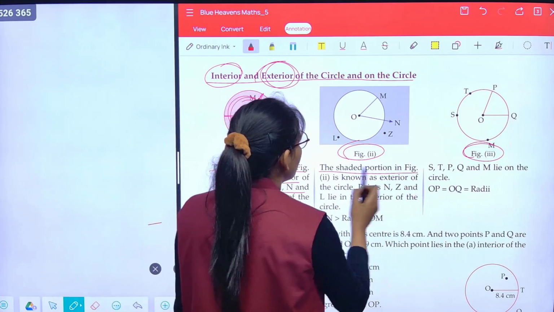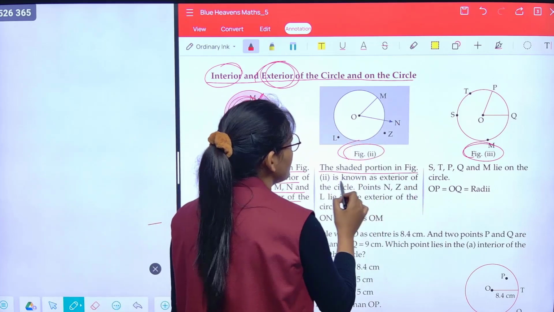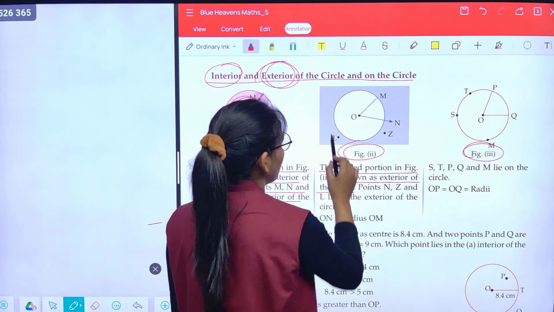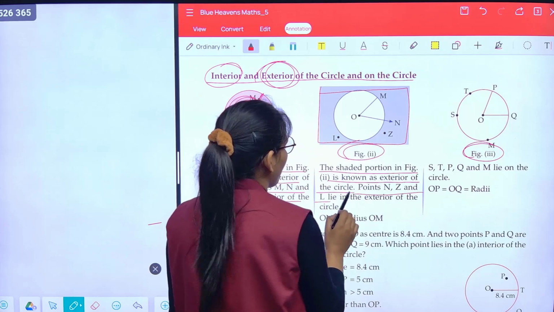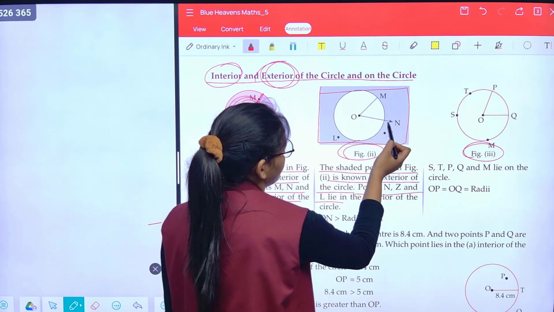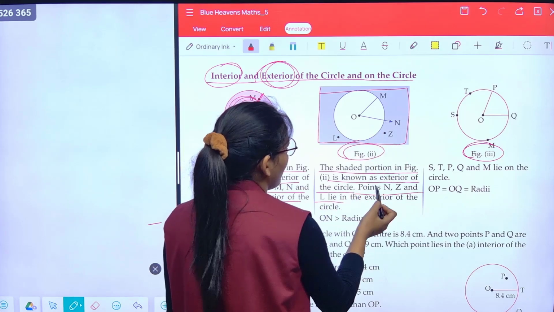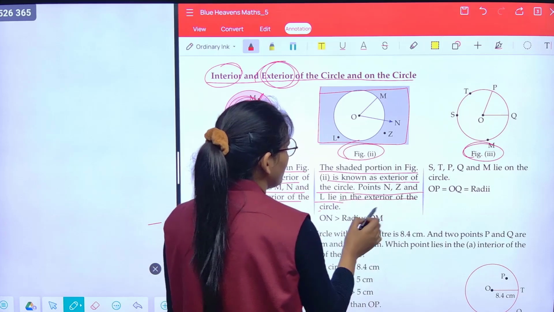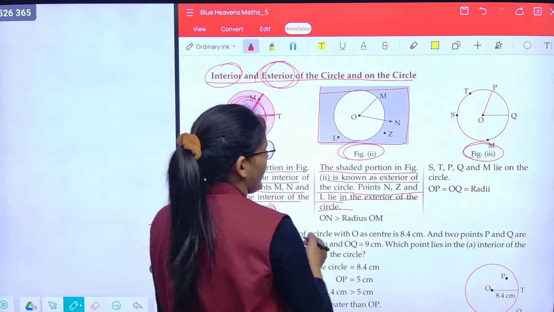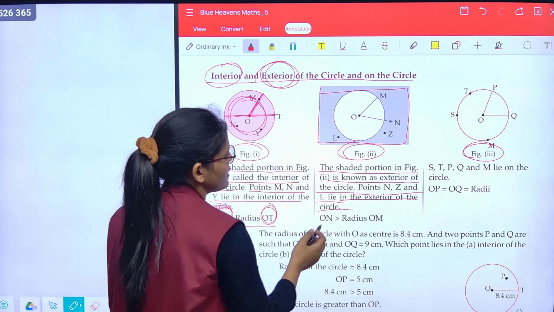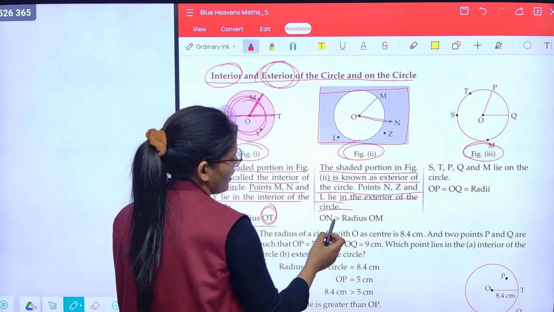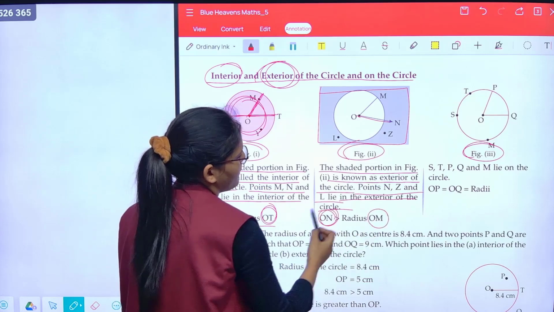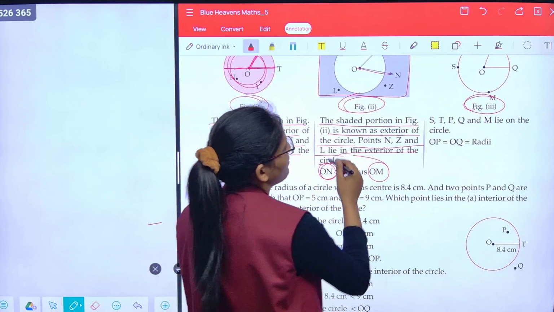Now the shaded portion in figure 2, class, is known as the exterior of the circle. Points N, Z, L lie in the exterior part of the circle. Class, ON and OM. ON is greater than OM. Understand class? They both are radius.